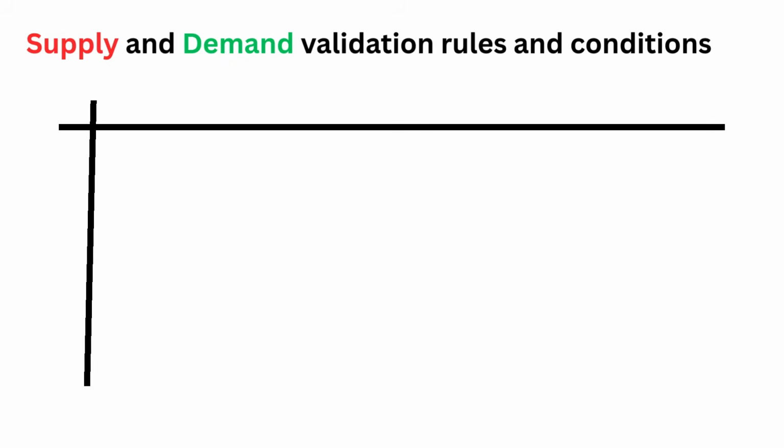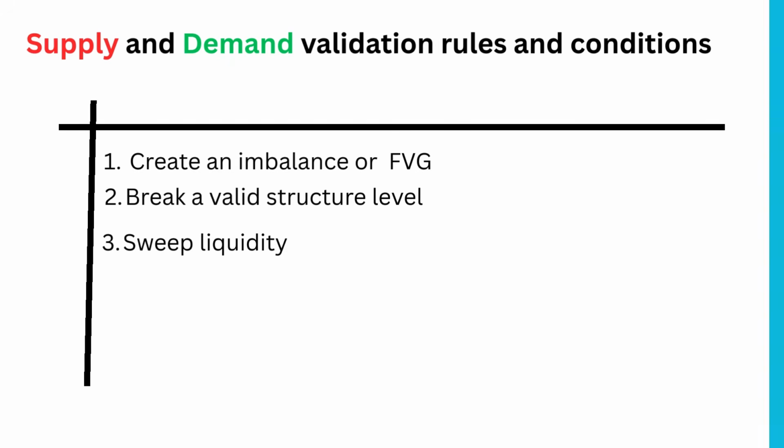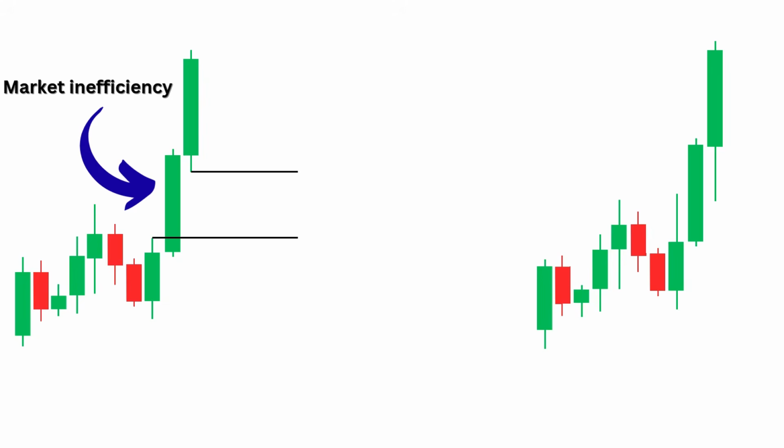First, it must create an imbalance or fair value gap. Second, it must break a valid structural level, and finally, it must sweep liquidity. When smart money executes their orders in the market, they move the price aggressively, creating an imbalance between buyers and sellers. This causes market inefficiencies, or a gap between the candle wicks. These gaps are known as imbalances, fair value gaps, or market inefficiencies.